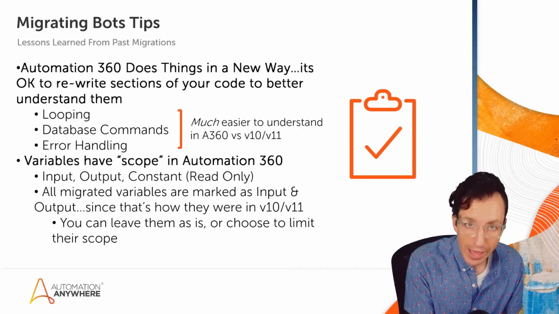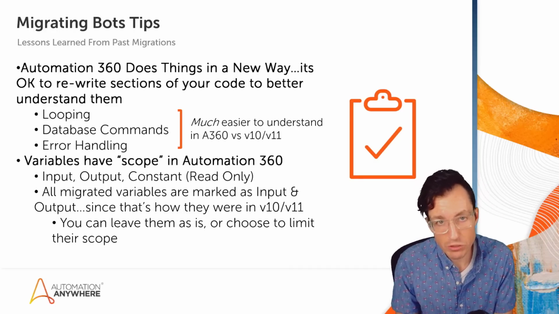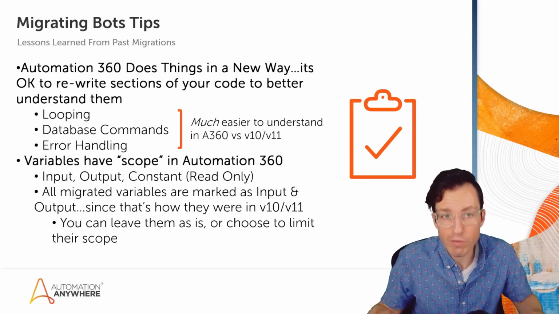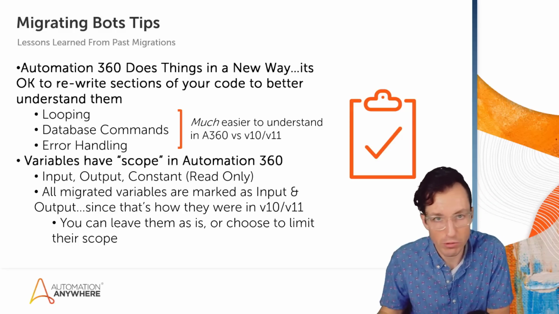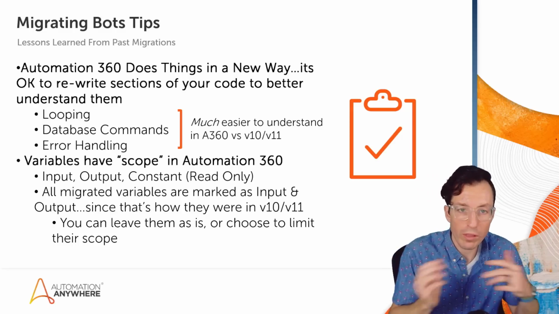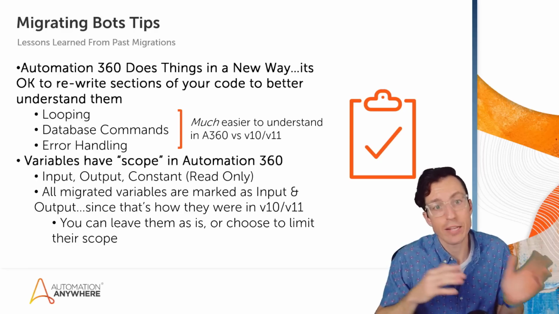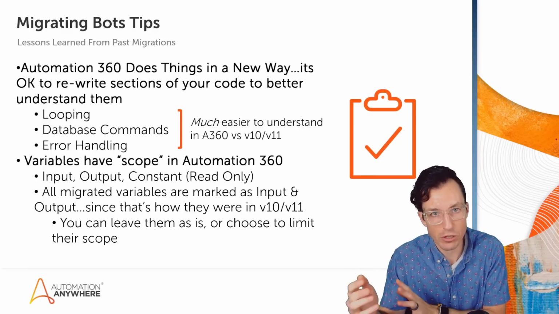You can leave them as is, or you can choose to limit their scope. Just make sure you're reviewing that and testing it as you go through and do so. More or less, this is just a tip for as you're starting to create new bots in Automation 360.